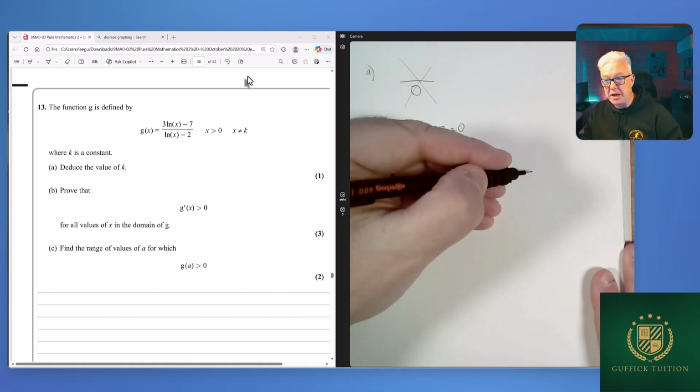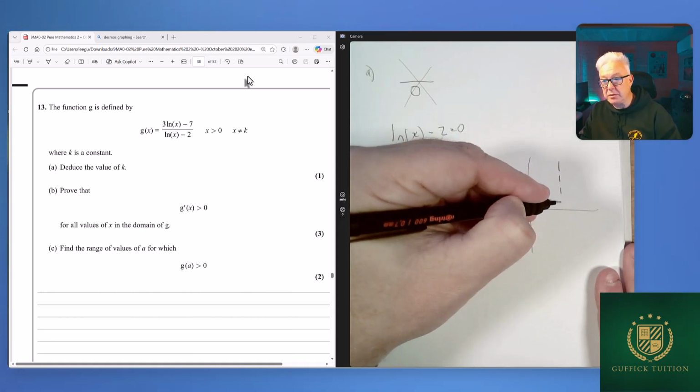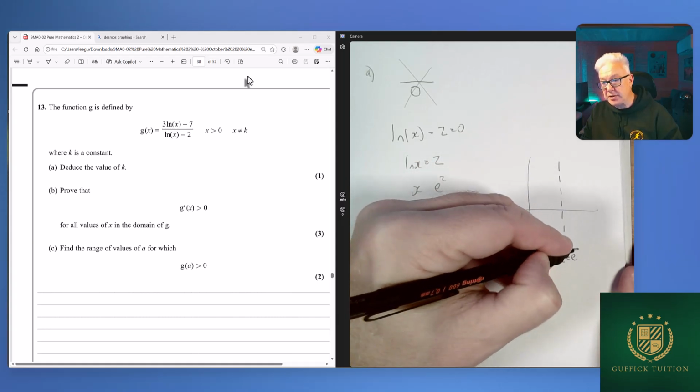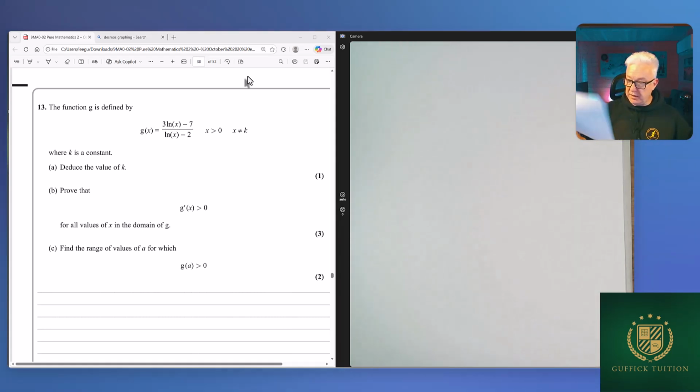What that means in practice, by the way, is that we have a vertical asymptote here at x is equal to e squared. Okay, so that's our first piece of information. Part B, prove that g dashed of x is greater than 0 for all values of x in the domain of g. Okay, so let's have a look then and find our derivative of this function.